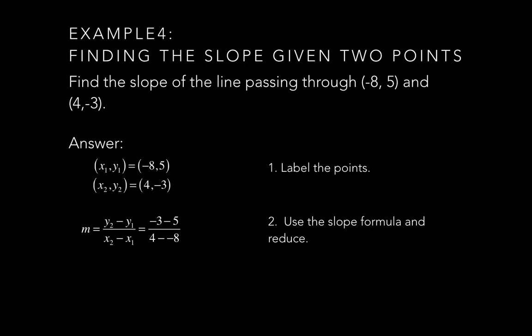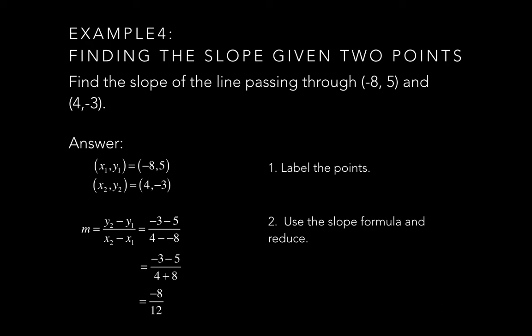So y2 is negative 3, y1 is 5, so you're subtracting that 5 from negative 3. And then your x2 is 4, and then subtract your x1, which is negative 8. Notice, it's minus a negative, so that would actually look like 4 plus 8. That leaves us with negative 3 minus 5 in the numerator, and then 4 plus 8 in the denominator. That would be a negative 8 over 12.